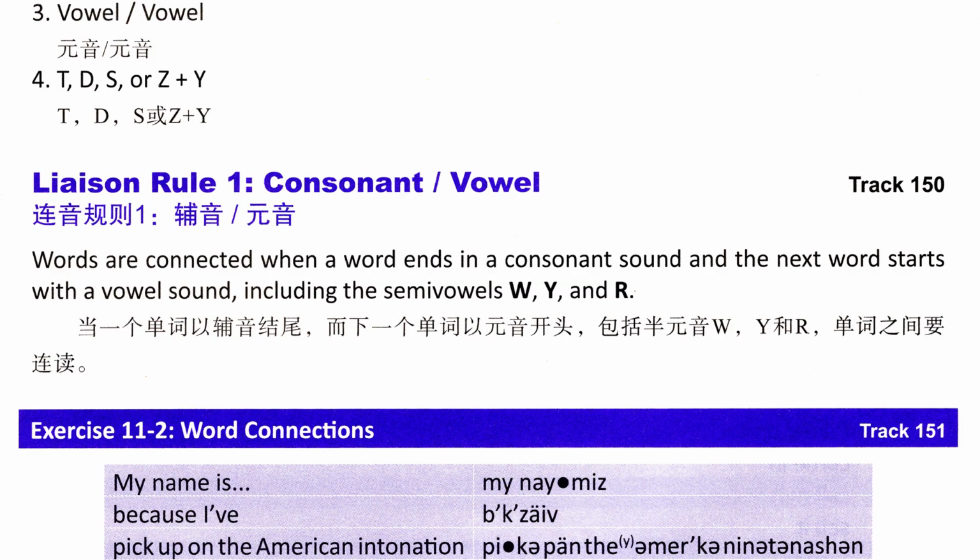Liaison Rule 1, Consonant Vowel. Words are connected when a word ends in a consonant sound and the next word starts with a vowel sound, including the semivowels W, Y, and R. Exercise 11-2, Word Connections. My name is because I've pick up on the American intonation.